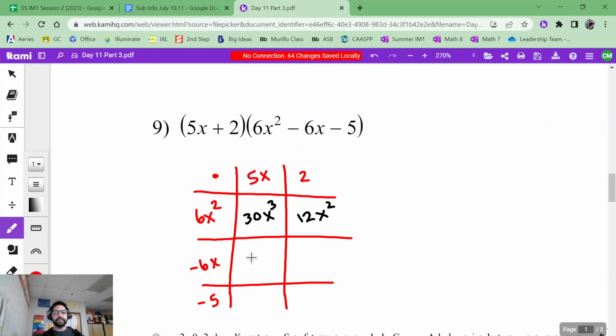Negative 6 times 5 is negative 30. X times x is x squared. So again, it's a form of multiplication of distributive property. Negative 6 times 2 is negative 12. X tags along. Negative 5 times 5x, negative 25. X tags along. And last one, negative 5 times 2, negative 10.